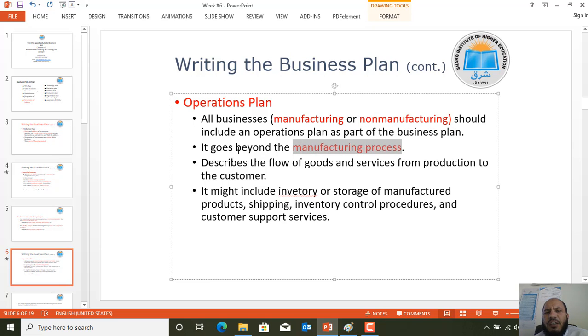It goes beyond the manufacturing process. This process, the operation plan, describes the flow of goods and services from production to customers.